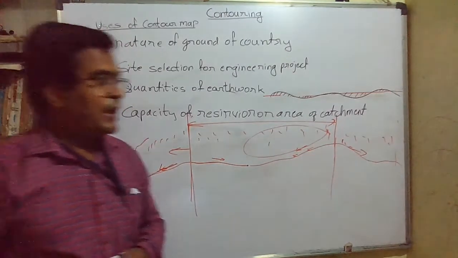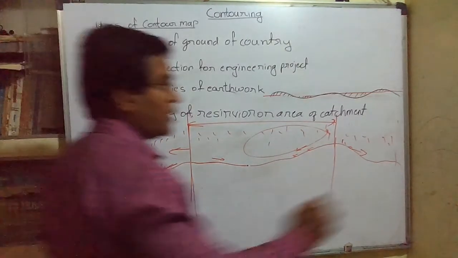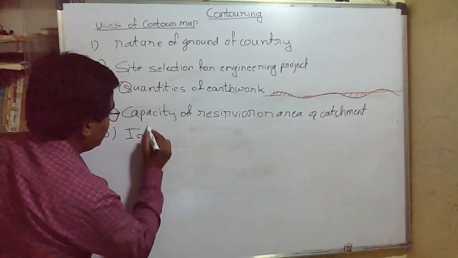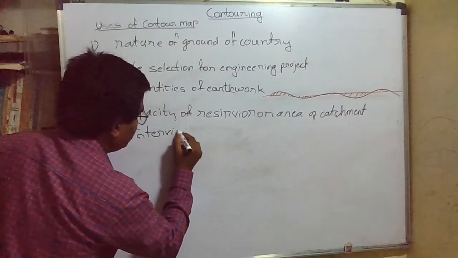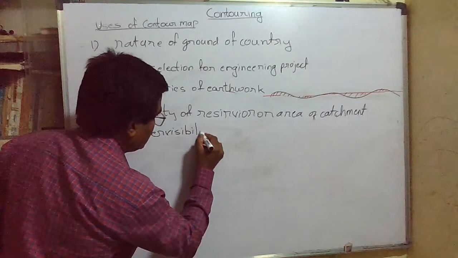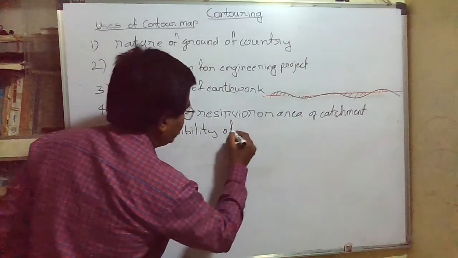Then the next use of contour map is the intervisibility of two points.